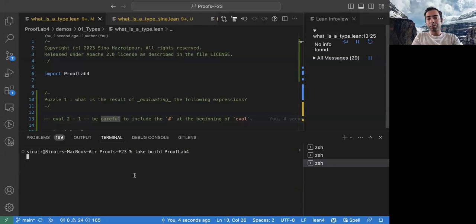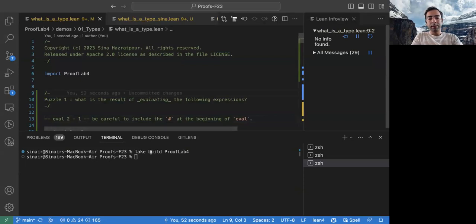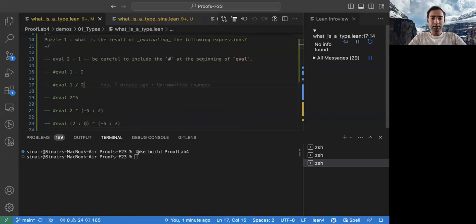So it's building the whole project proof lab 4, which includes the demo file and source files. Now, this didn't take very long because I didn't add anything new. But suppose I wrote a 10,000 line code here, then this would take a bit of time. And then you would save your work essentially. I put this command later on the Zulip. Any questions about this Lake build proof lab 4? Okay.